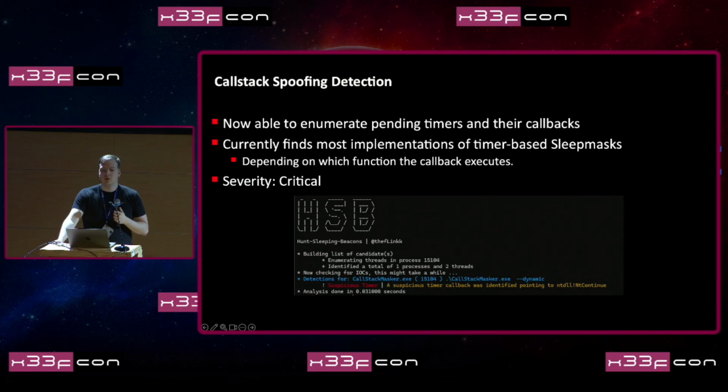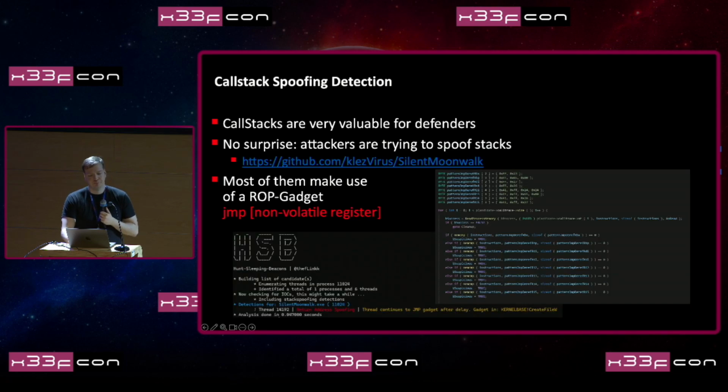It of course depends on which function the callback executes, because we can only match on callbacks or functions of which we know that sleep masks are using them. The severity here is quite critical, and we do see here that the callstack masker of Kobold was actually found using this tool. As you see, callstacks are extremely valuable for defenders, and it's not a surprise that attackers are, of course, trying to spoof their stacks.